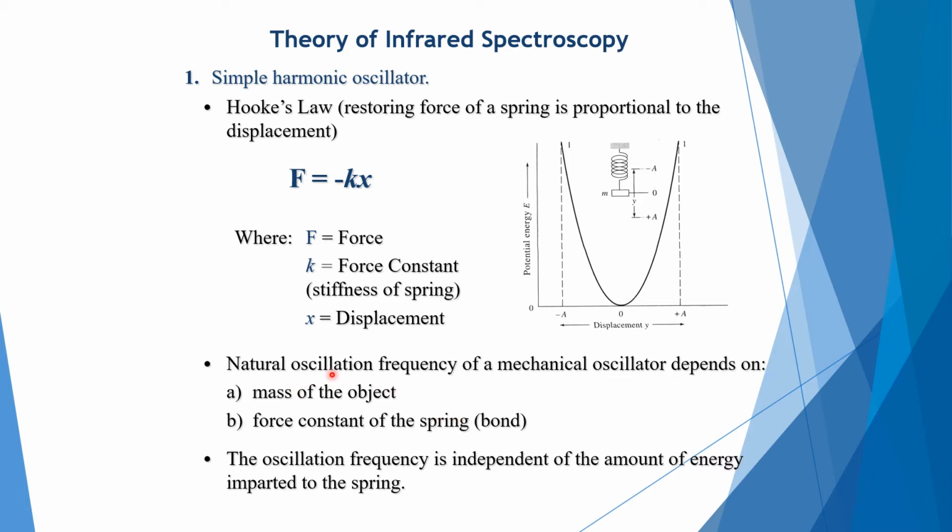So the natural oscillation frequency, the frequency of this oscillation, depends on two factors. The first factor is the mass of the object, and the second is the force constant.